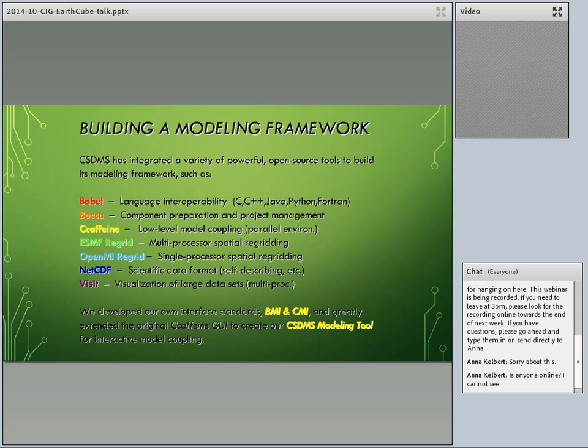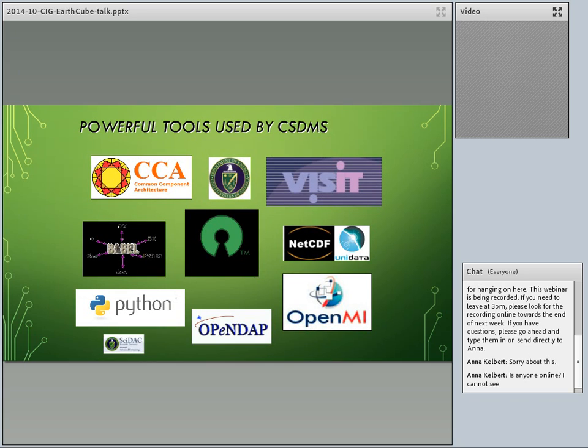And they developed their own interface standards, the Basic Modeling Interface, and the further interface through Babel to couple models. So the Basic Modeling Interface is something we'll stop and discuss briefly. So those are the tools that are used by CSDMS. So it's not a standalone application. The reason it's so powerful is because it's employing as many tools as that in a coherent manner.